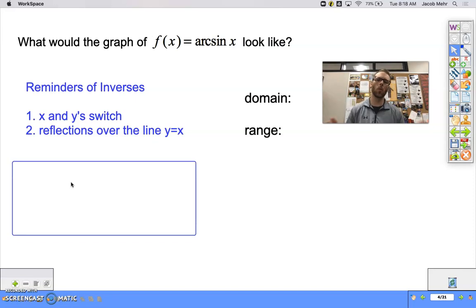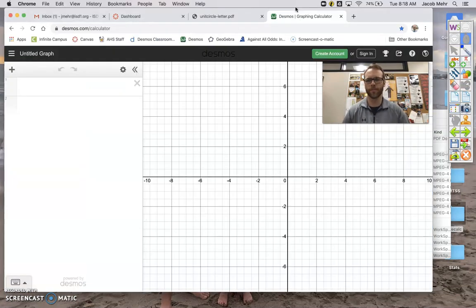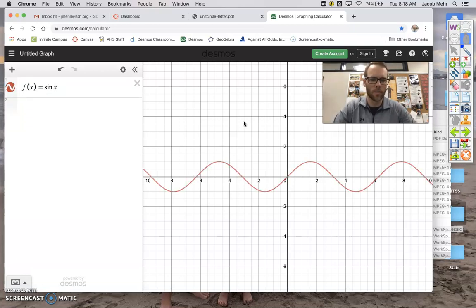If I want to determine what the graph of f of x equals the arc sine of x looks like, let's graph f of x equals the sine of x, and let's just reflect that over the line y equals x, by switching the x's and the y's. So let's go to Desmos and graph f of x equals the sine of x.